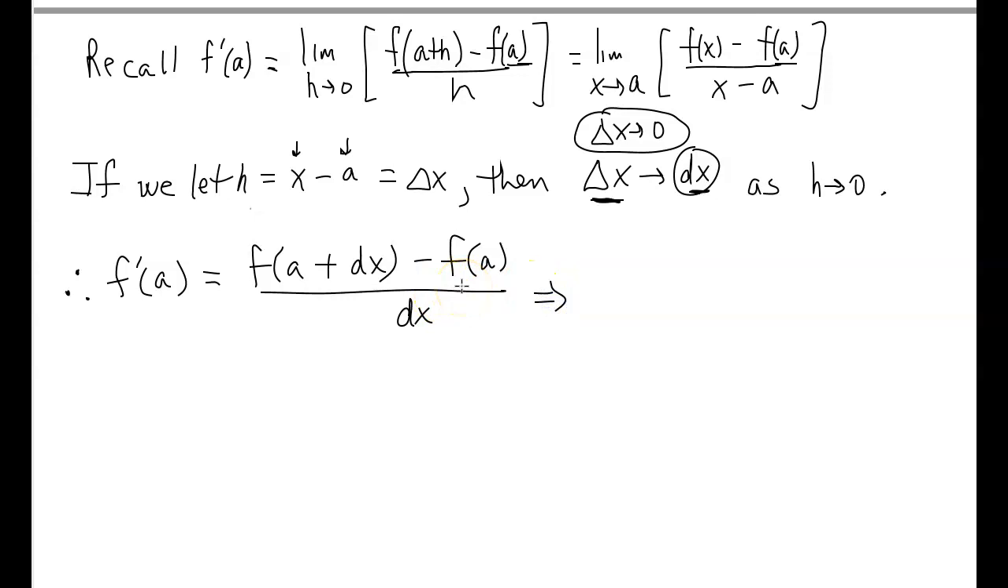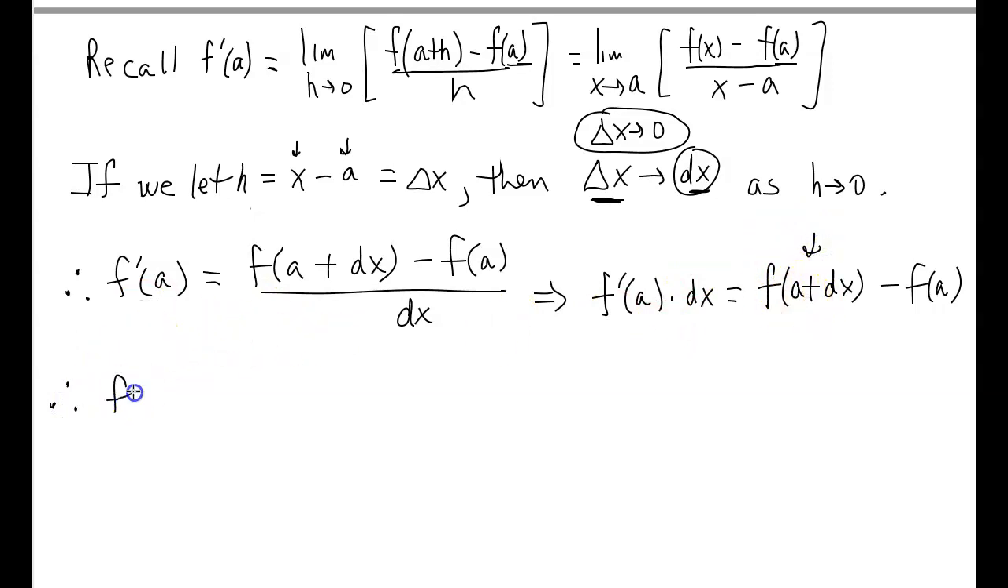Now, if I take this and rearrange this equation, I would have f prime of a times dx, and this would be the same as f of a plus dx minus f of a. And if I kept going and solved for f of a plus dx, then I would essentially just have f of a plus f prime of a times dx. And if you're looking at this, you're saying, hey, this looks kind of similar to the linearization of a function at some value x equals a. And you're exactly right.